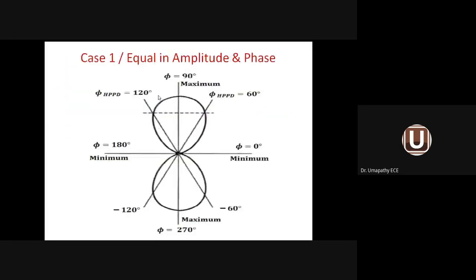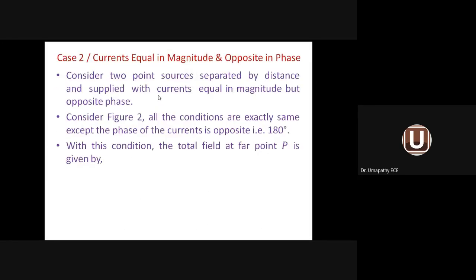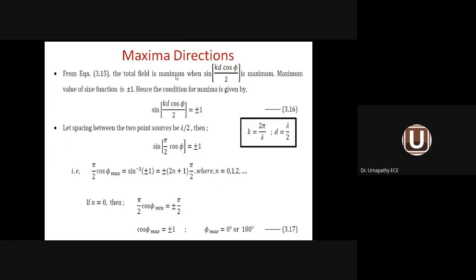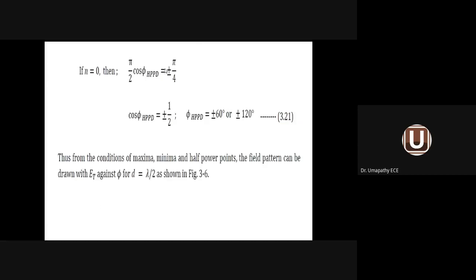Similarly, there is a change in the total electric field strength Et when I change the phase. How does it change? Minus E1. Previously, E1 and E2 were equal in amplitude and equal in phase. But here, they are equal in amplitude but opposite in phase. Why opposite phase? We have a negative sign here. So there is a change in the total electric field strength: instead of a cos angle, I am getting a sine angle. So here also, I should determine the maxima direction, minima direction, and half power point direction. Finally, plot the radiation pattern.